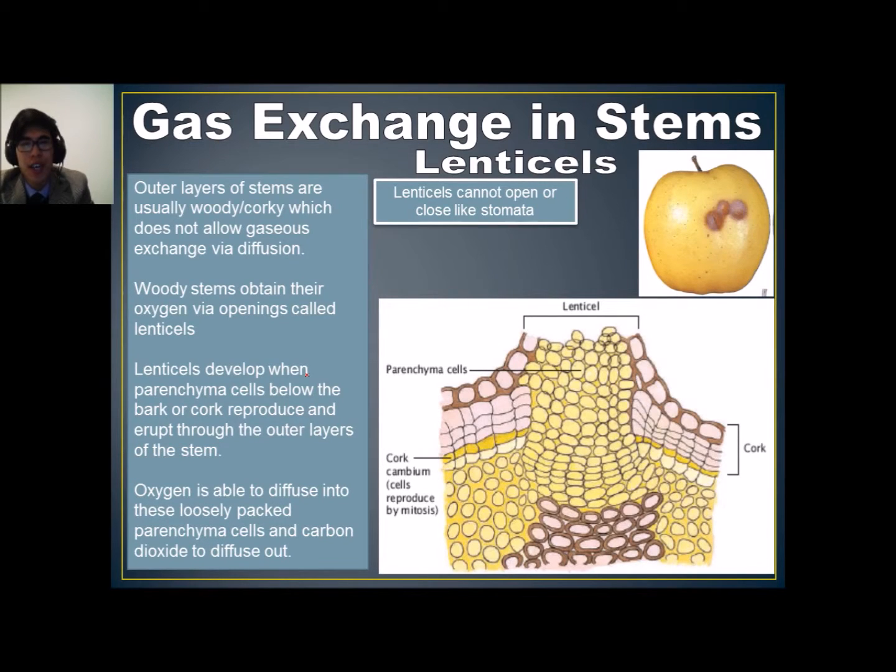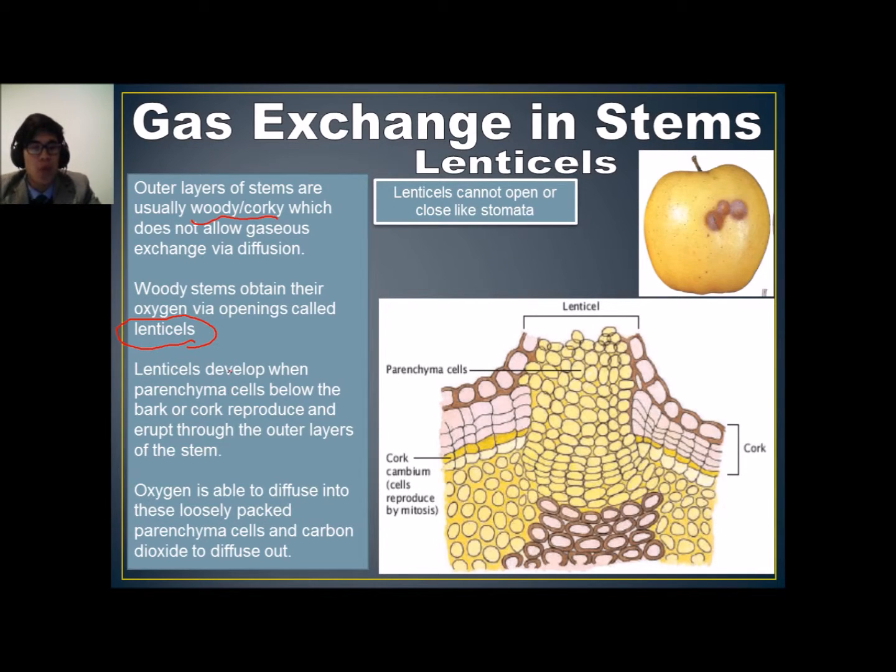Now you can also do gas exchange in stems, through structures called lenticels. The outer layers of stems are usually woody or corky, which do not allow gas exchange via diffusion. So you can't really have diffusion via woody or corky surfaces. They need to obtain their oxygen via openings called lenticels.